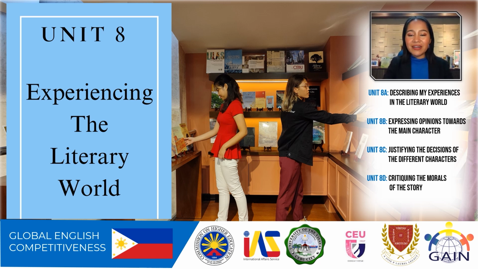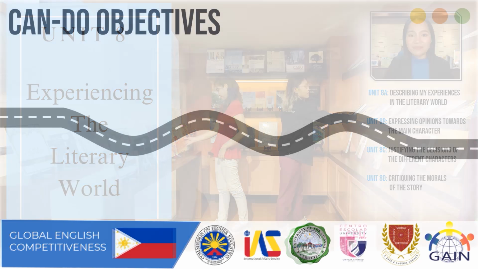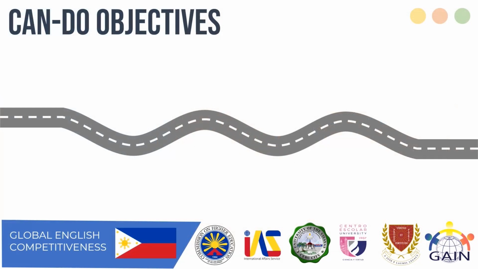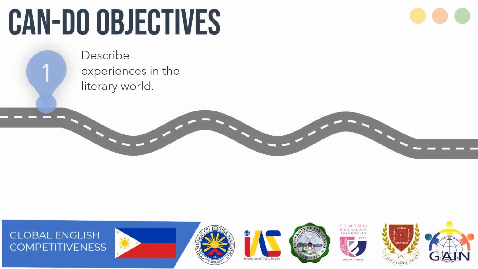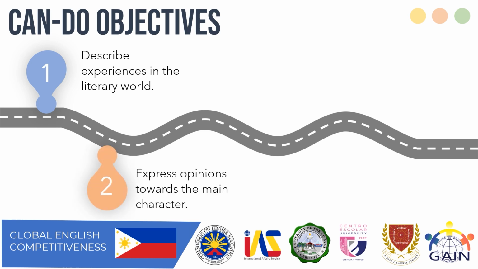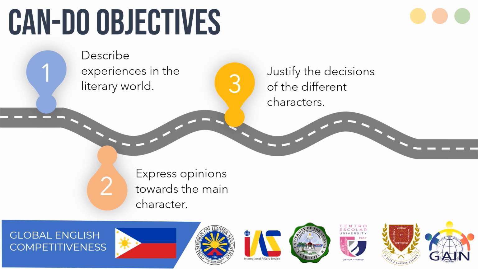Without further ado, let's dive into Unit 8A, Describing My Experiences in the Literary World. We have four can-do objectives in this unit. First, to describe experiences in the literary world. Second, to express opinions towards the main character. Third, to justify the decisions of different characters. And fourth, to analyze the morals of the story.